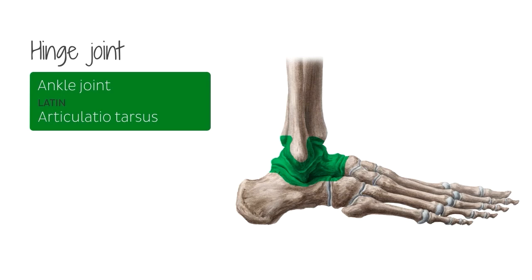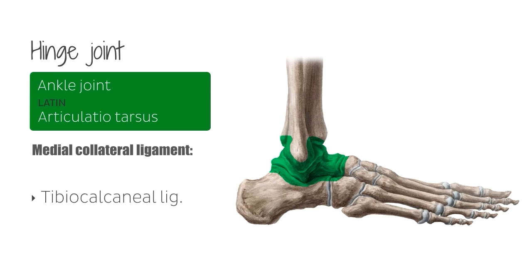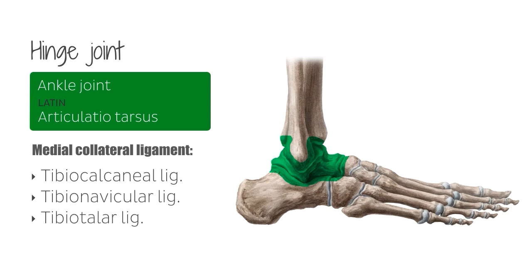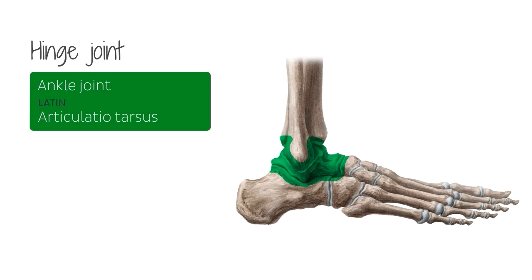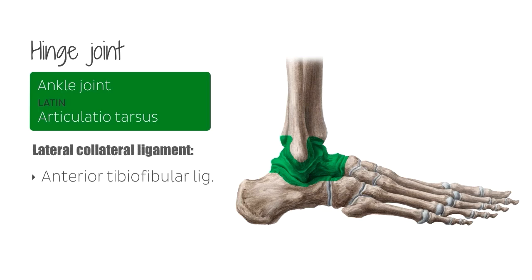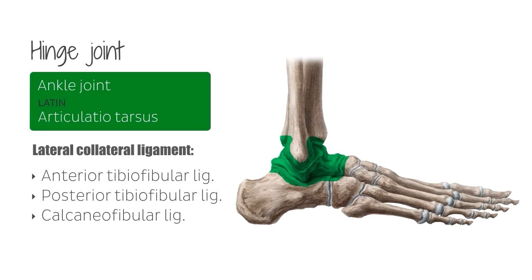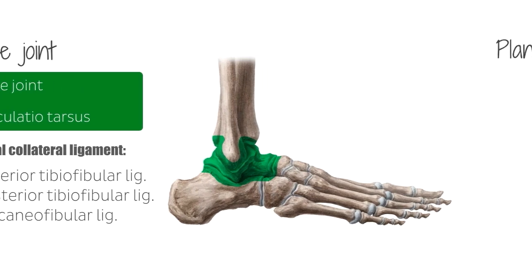There are 2 major ligaments that make up the ankle. Firstly, the deltoid ligament, which is otherwise known as the medial collateral ligament of the ankle joint, and the medial collateral ligament is comprised of the tibiocalcaneal ligament, the tibionavicular ligament, and the tibiotalar ligaments. The second major ligament to support the ankle is the lateral collateral ligament of the ankle joint, which is comprised of the anterior tibiofibular ligament, posterior tibiofibular ligament, and calcaneofibular ligament.